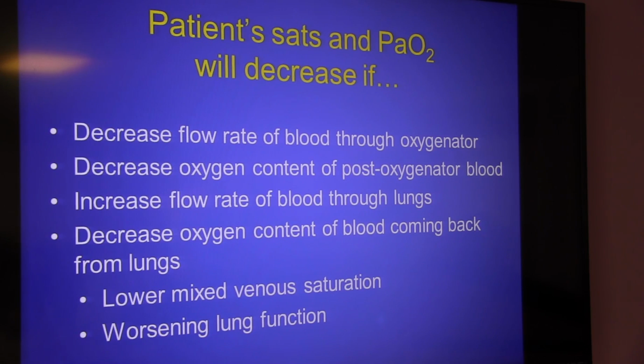All right, so how about the opposite? The patient's sats and PO2 are going to decrease if you decrease the flow rate of blood through the oxygenator, if you decrease your oxygen content by decreasing your FiO2 on the post-oxygenator blood, if you increase your flow rate of blood through the lungs, or if you decrease your oxygen content of blood coming back from the lungs. So you have a lower mixed venous saturation or you have worsening lung function.